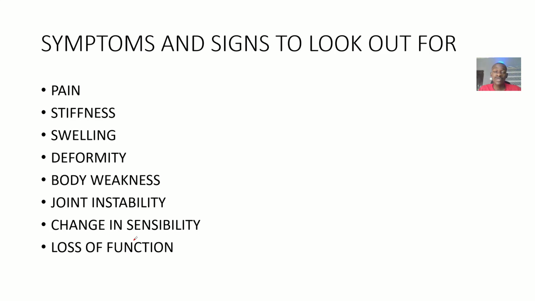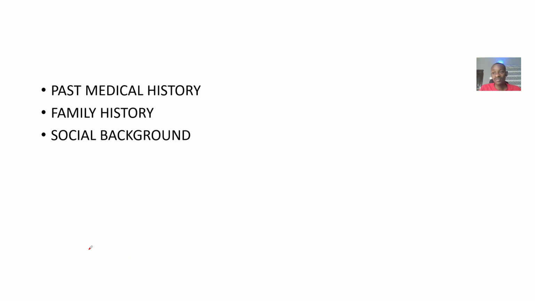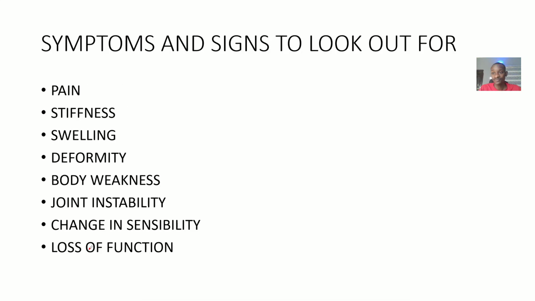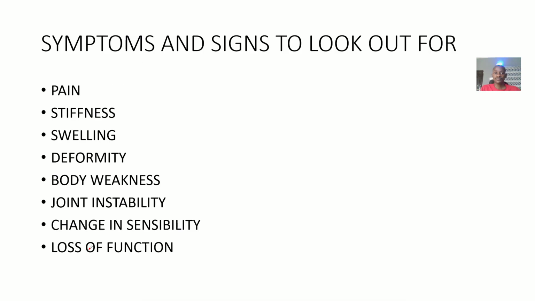So in looking at history taking in orthopedics, what are the symptoms you should look out for? They must be in your history. If the patient doesn't have them, you say that they don't have. But they must actually be listed. You can even pause this video to develop a mnemonic for them. This one is just a picture. These are the main things.